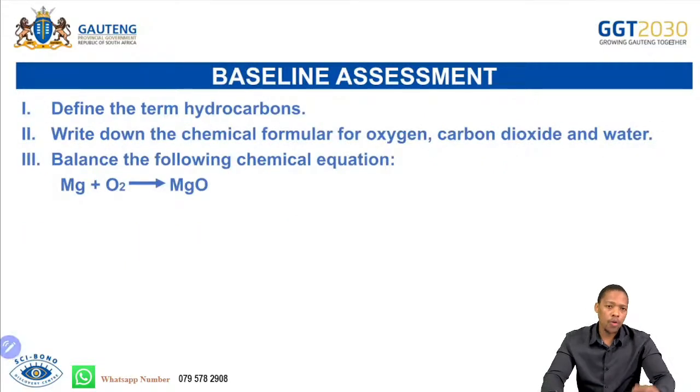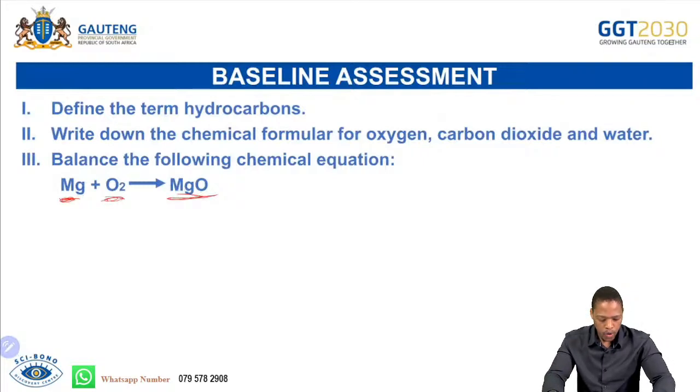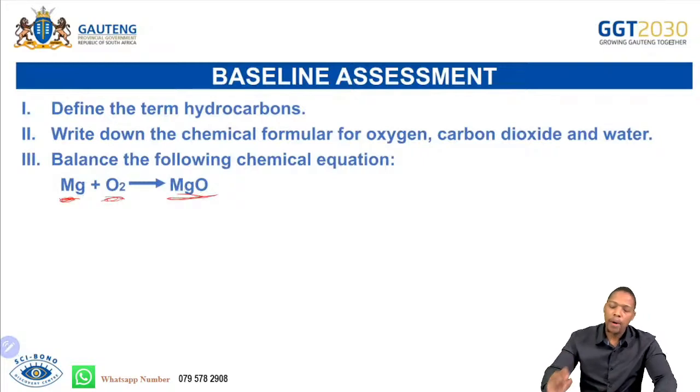Right. For our baseline assessment, grade 12, I would ask that you try and define the term hydrocarbons that we looked at in our first lesson of organic chemistry. Number 2, write down the chemical formula for oxygen, carbon dioxide, and water. And the third question is to balance the following chemical equation: Mg, magnesium, added to oxygen gas, giving us magnesium oxide. The expectation is for you to try and balance this chemical equation.